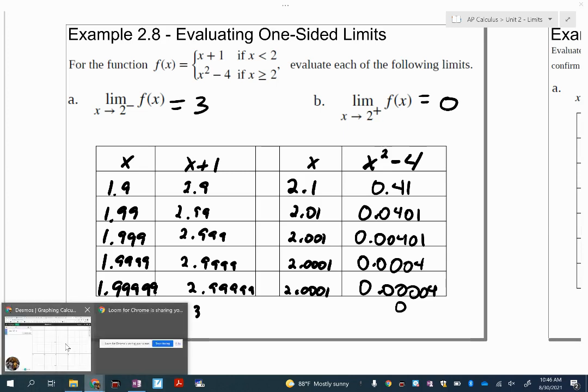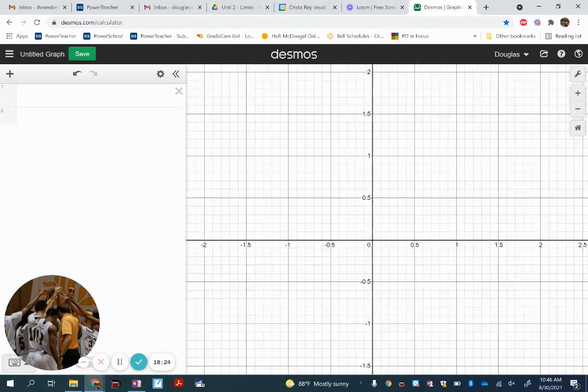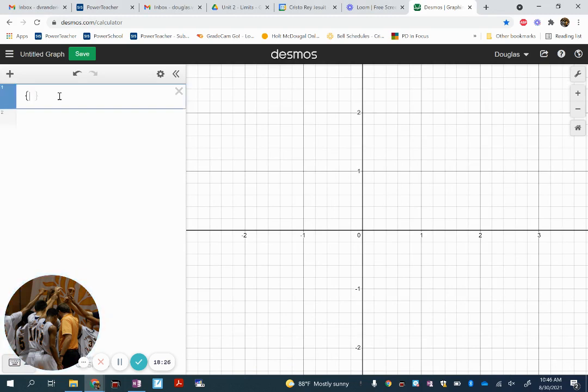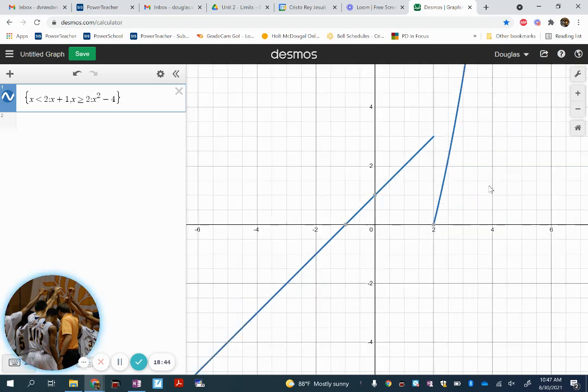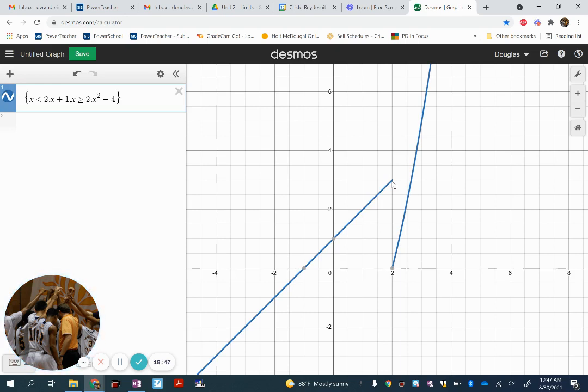Okay, so let me show you graphically. We did this before last week. If we have a piecewise function, you need to start with that brace. If x is less than 2, it is x plus 1. And then x is greater than or equal to 2, which is x squared minus 4. And close the brace. As I move from the left, approaching 2, you'll notice we're approaching 3. And then from the right side, we're approaching 0. So that just confirmed the table that we did.